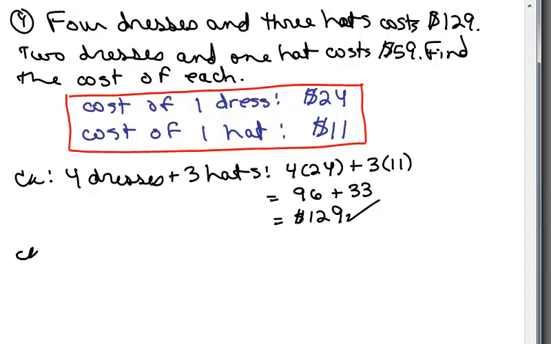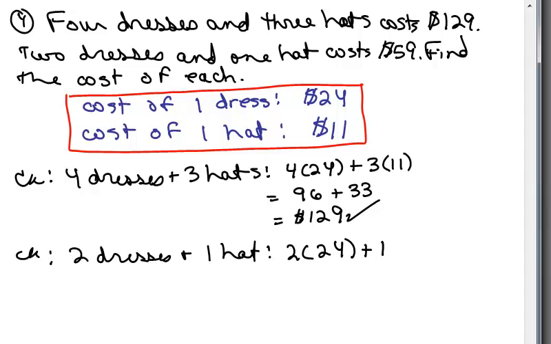All right. It also said that 2 dresses, how much are 2 dresses and 1 hat? Well, 2 dresses would be 2 times $24, plus 1 hat would just be $11. So I would get 48 plus 11, that's $59, and that checks because up here it says $59. So this is the answer. 1 dress costs $24, 1 hat costs $11.